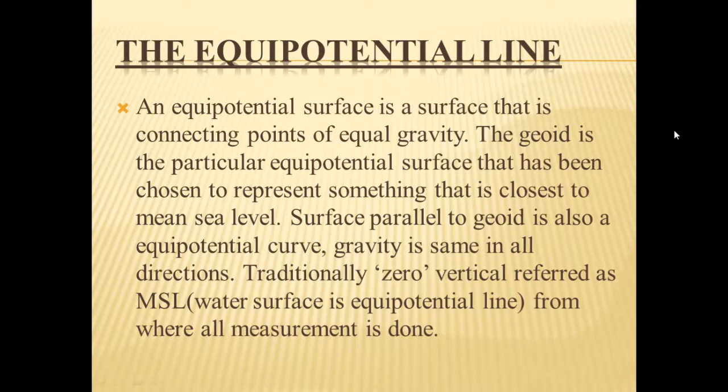Equipotential line. An equipotential surface is a surface connecting points of equal gravity. The geoid is the particular equipotential surface that has been chosen to represent something that is closest to mean sea level. A surface parallel to the geoid is also an equipotential surface. Gravity is the same in all directions. Traditionally, zero vertical is referred to MSL, and the water surface is the equipotential line from where all measurement is done.